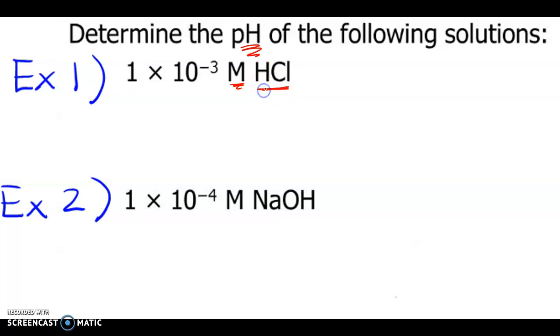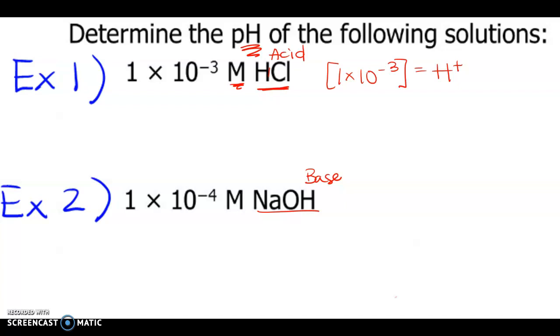This solution dissociates into H plus and Cl minus, so this would be an acid. Looking at the next one, NaOH would dissociate into Na ions and OH minus ions, which indicates that this is a base. Going back to example 1, I know that we have an acid now, and it's giving us the concentration. If it helps you, just rewrite this as H plus concentration.